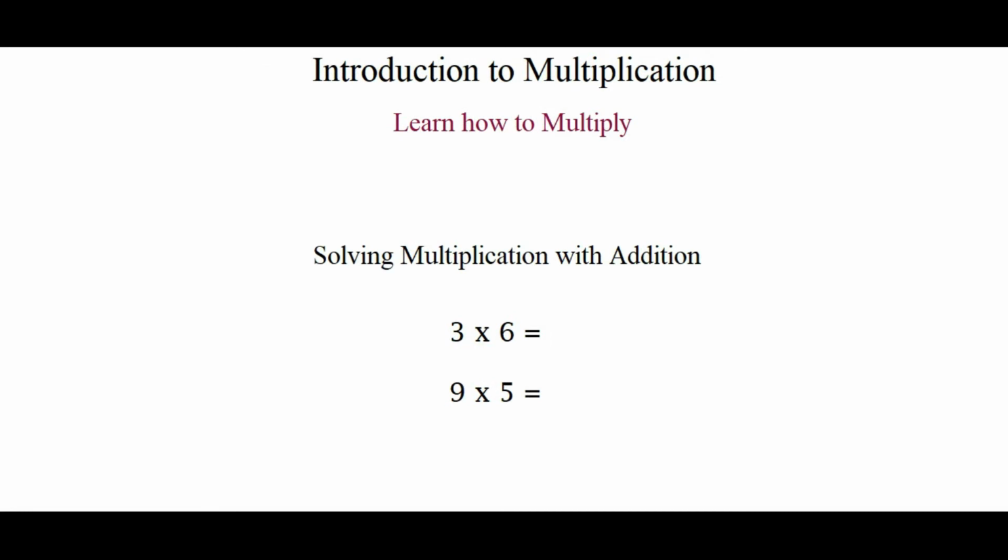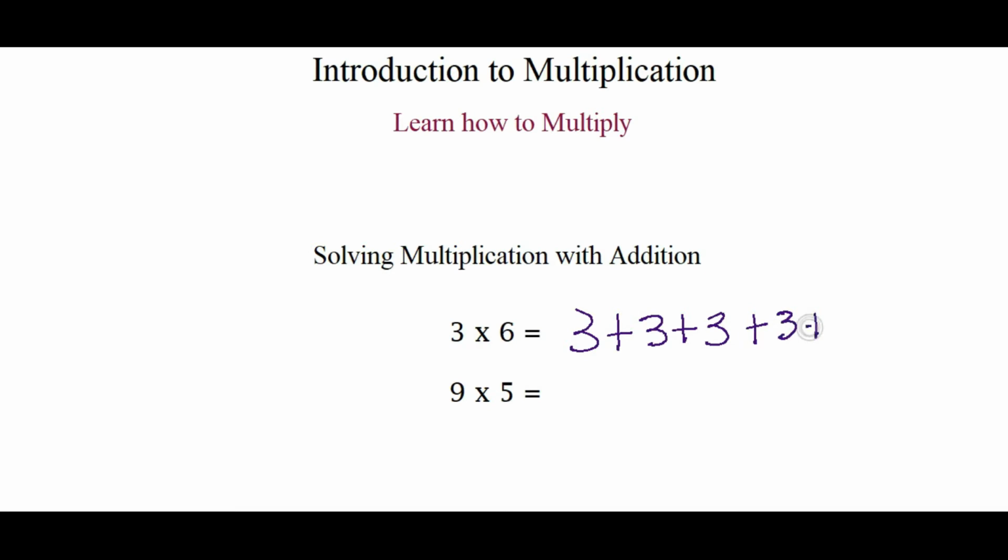Let's continue. Solving multiplication with addition. You can use addition to solve a multiplication problem. For example, on the board we have 3 times 6 and 9 times 5. Starting with 3 times 6, I'm going to use addition to find the answer to this problem. With addition, I would have to add 3 six times because it's 3 times 6. So I must add 3 to itself 6 times.